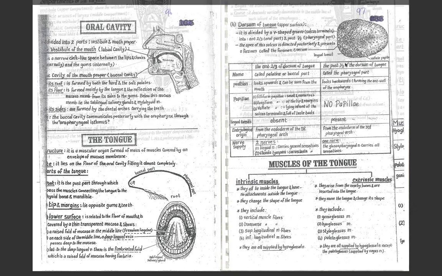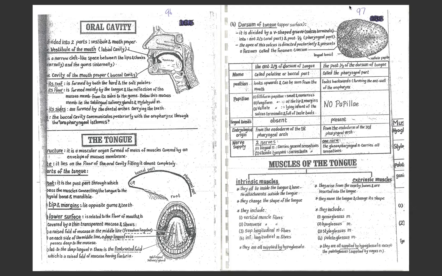So the dorsum of the tongue, the first thing we have to know about it is that you have a V-shaped groove called the sulcus terminalis. You see this V-shaped line? It divides the tongue into the anterior two thirds and the posterior one third.